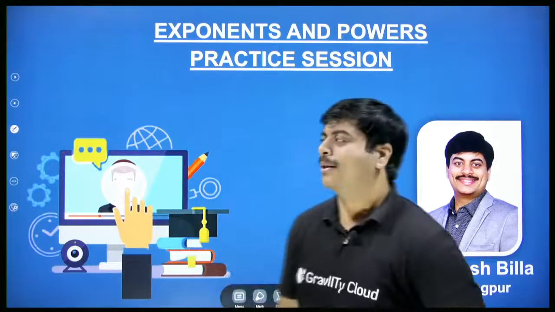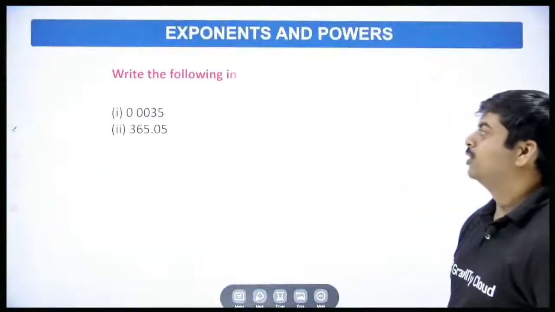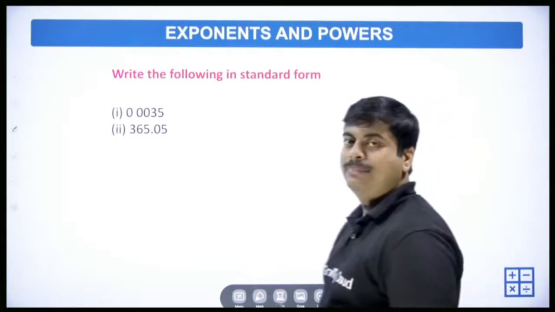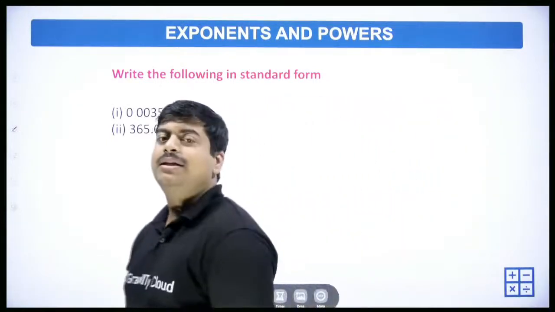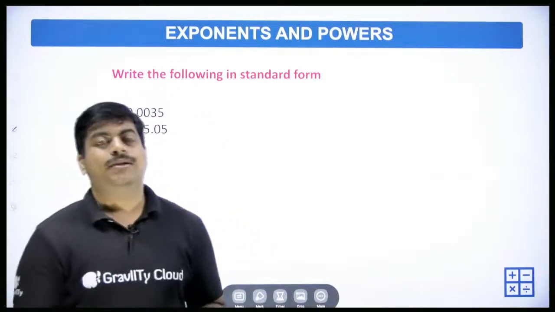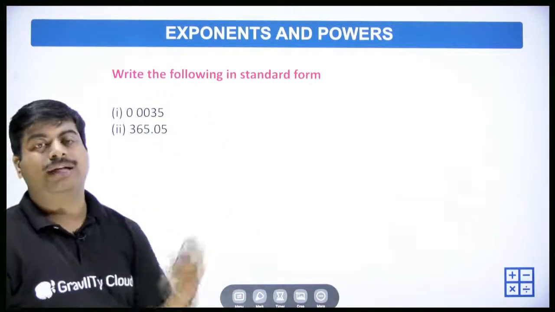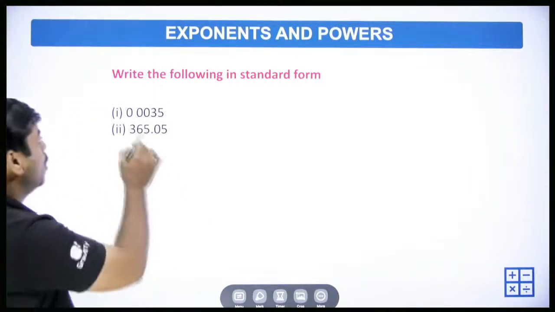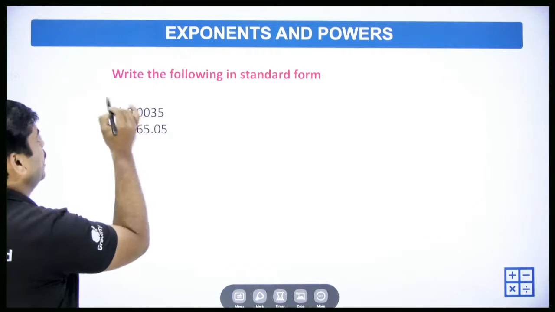Let's start today's session. So what's the first question that we are having today? Write the following in the standard form. As we have discussed, how to write the numbers in the standard form, right? Standard form in the sense we need to use exponents. By taking the help of decimals, we have 0.0035.